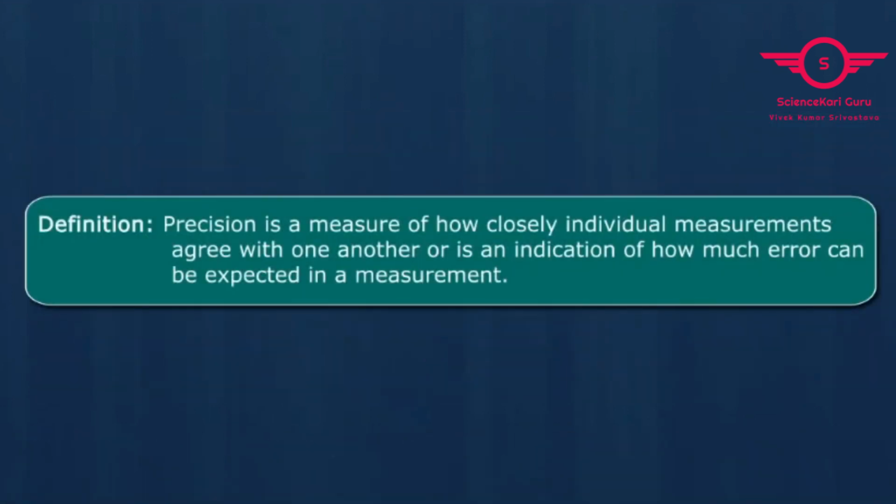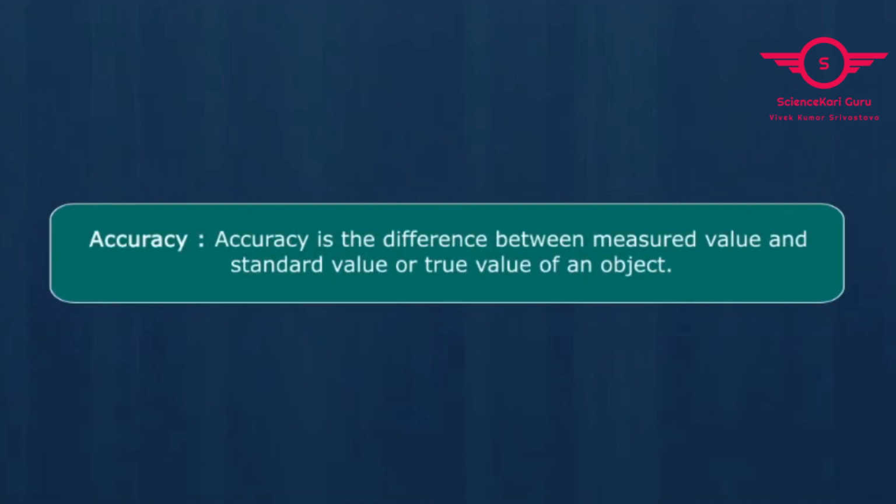Definition: precision is a measure of how closely individual measurements agree with one another, or is an indication of how much error can be expected in a measurement. Accuracy. Accuracy is the difference between the measured value and the standard value or true value of an object.